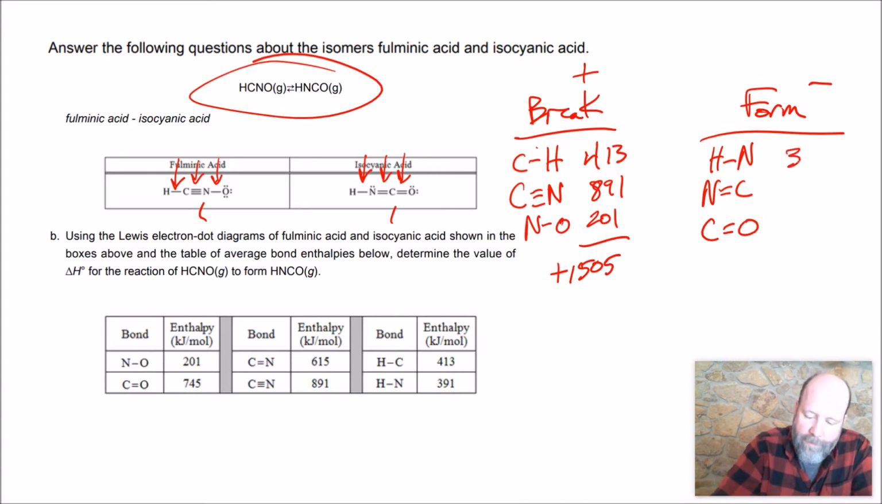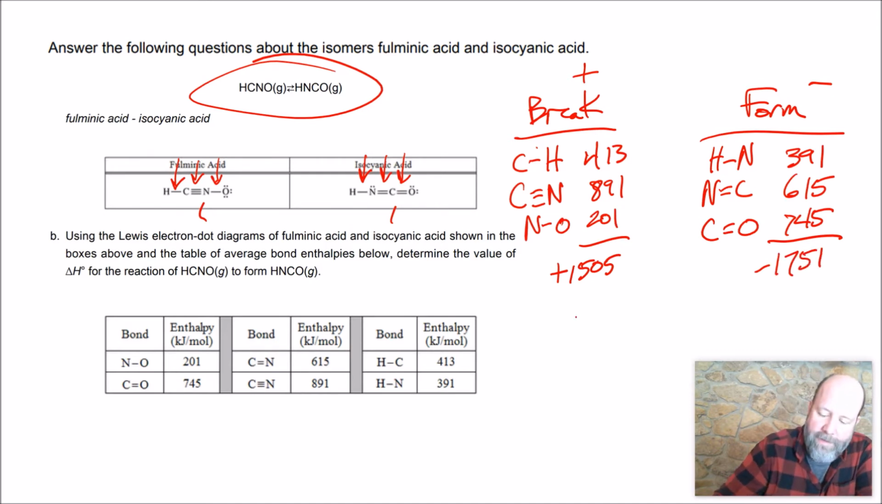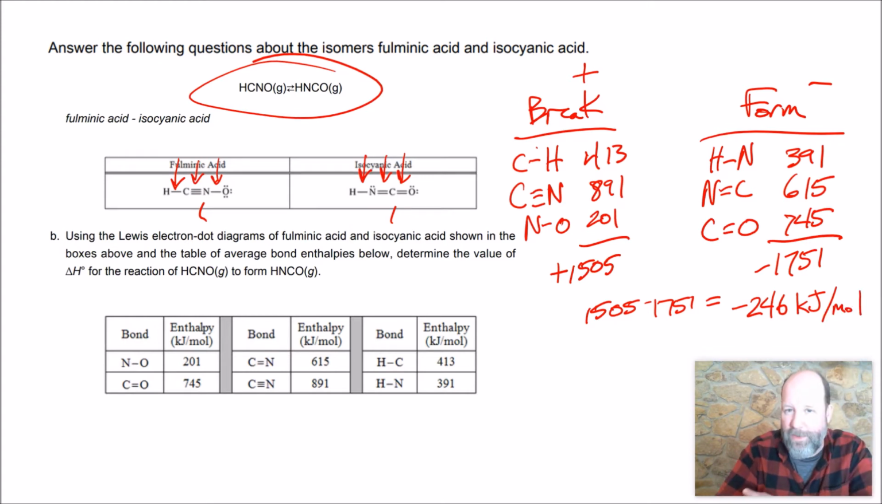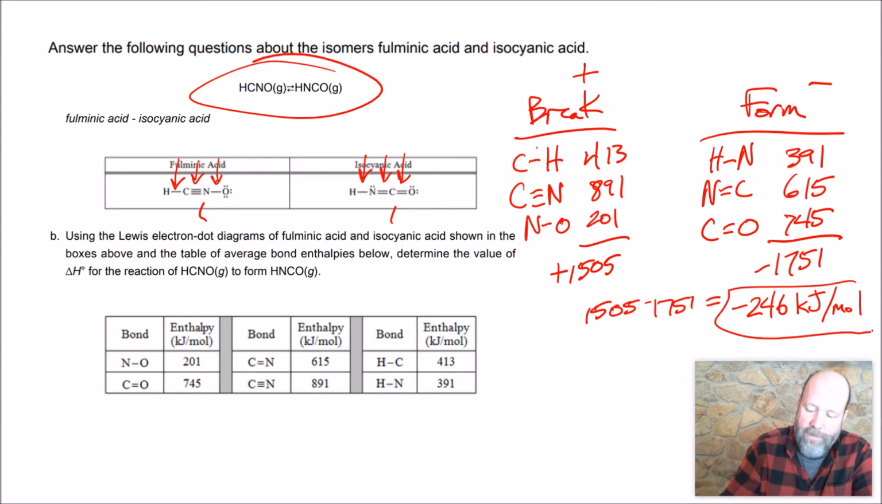Then I'm going to form 391. I'm going to form 615, 745, and I add up all those, and of course they're negative, so negative 1751. Then I just do the math, so 1505 minus 1751 equals negative 246, and our units are kilojoules per mole of reaction, right? So an exothermic reaction, I guess it's not asking us anything of that. All it wants to know is what's delta H, and there it is right there. Don't forget your units, don't forget your negative sign.